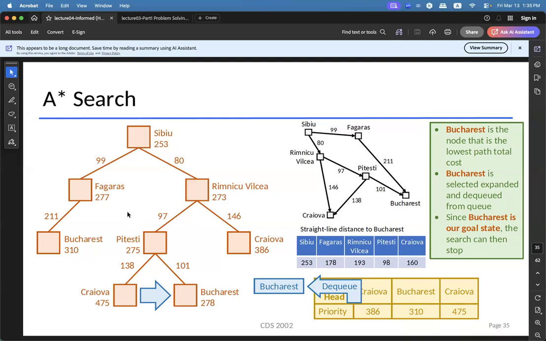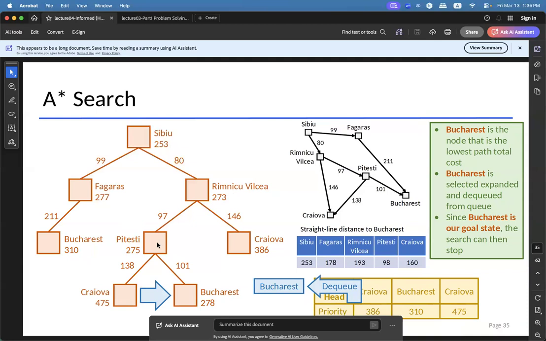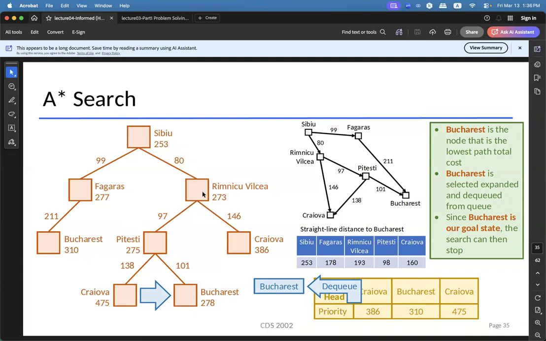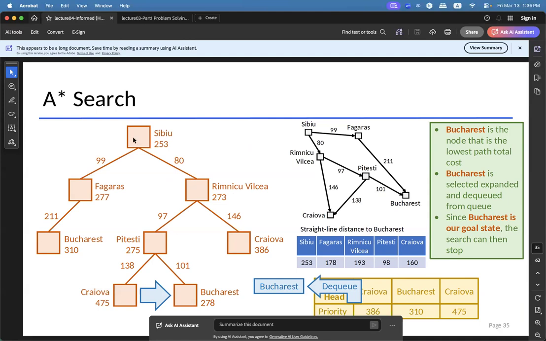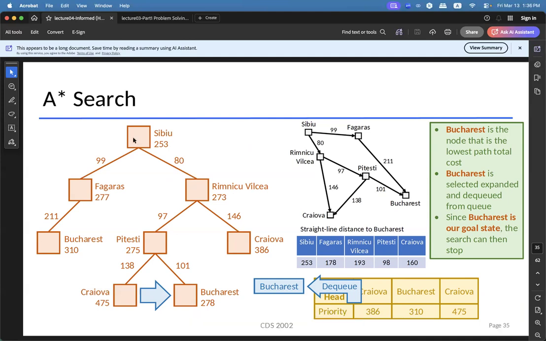After we find the goal state, we do the backtracking. We go from Bucharest to Pitesti, from Pitesti to Rimnicu Vilcea, and from Rimnicu Vilcea to Sibiu. So we get Bucharest, Pitesti, Rimnicu Vilcea, Sibiu. We take this list and flip it backwards, and it becomes Sibiu, Rimnicu Vilcea, Pitesti, and Bucharest. This is how you find the ultimate solution for the agent to go from the initial state to the goal state.